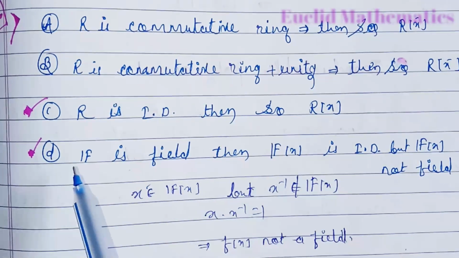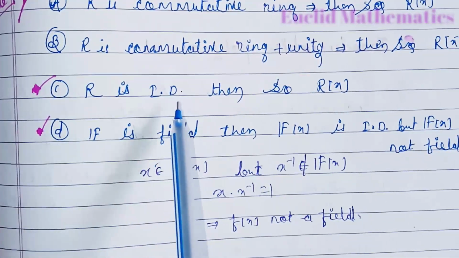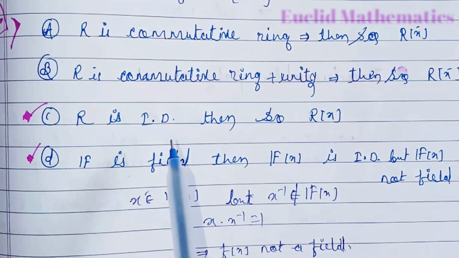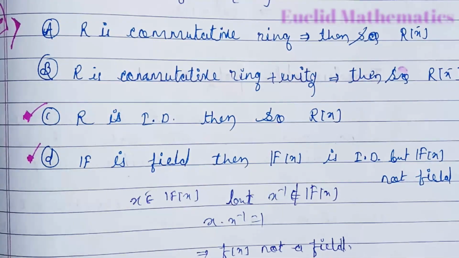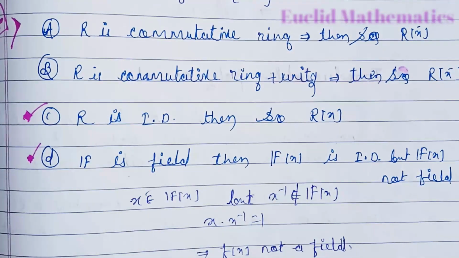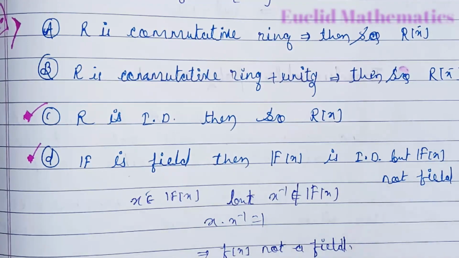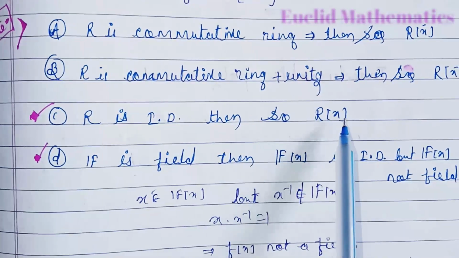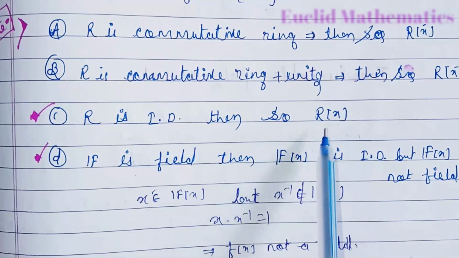Now the third property: if R is an integral domain. What is meant by an integral domain? An integral domain is a commutative ring with unity in which if two elements are non-zero, then their product is also non-zero. Or in other words, if the product of two elements is zero, then one of the elements has to be zero. So if R is an integral domain, then the polynomial ring R[x] is also an integral domain.